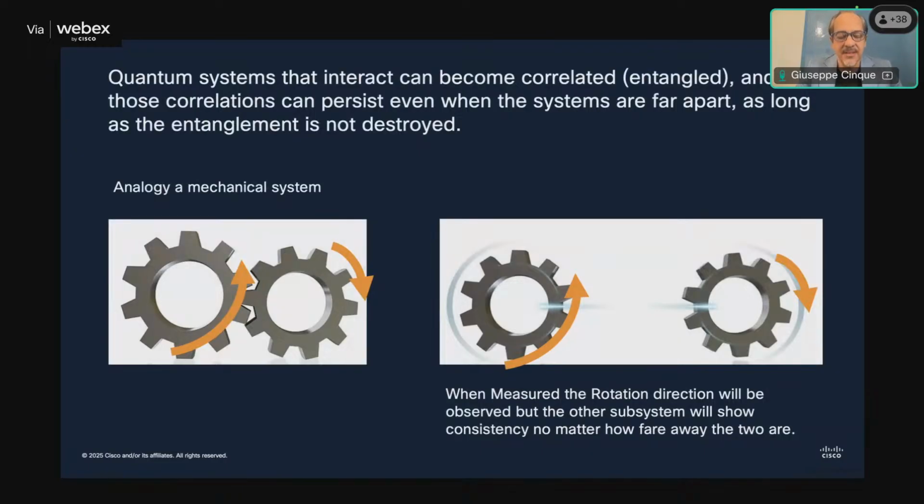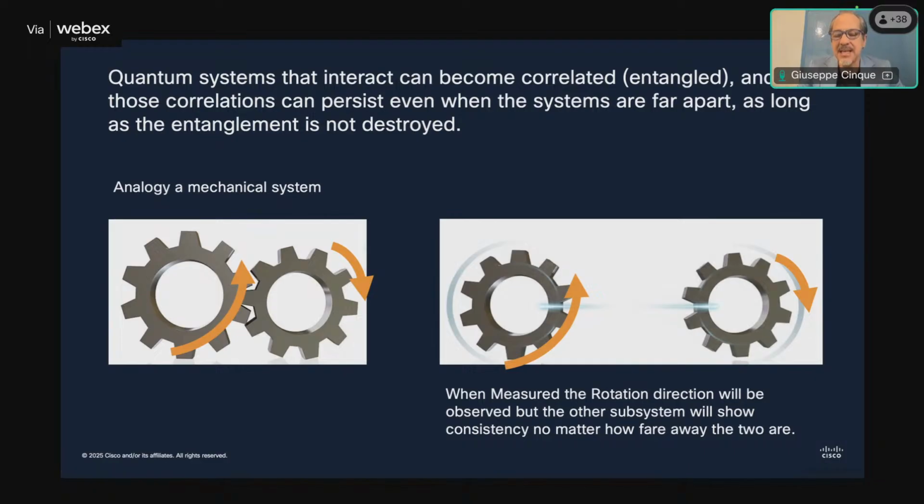At a very, very high level, what does entanglement mean? As I said, let's think for a moment of a mechanical system, totally as an analogy, right? Two gears that rotate. We know that if one rotates in one way, the other needs to rotate the other way, right? Because that's the mechanics. But what if we put these two gears, which have interacted for a moment, far away, and we cannot see them because they are in a box, but then we open the box and we observe?